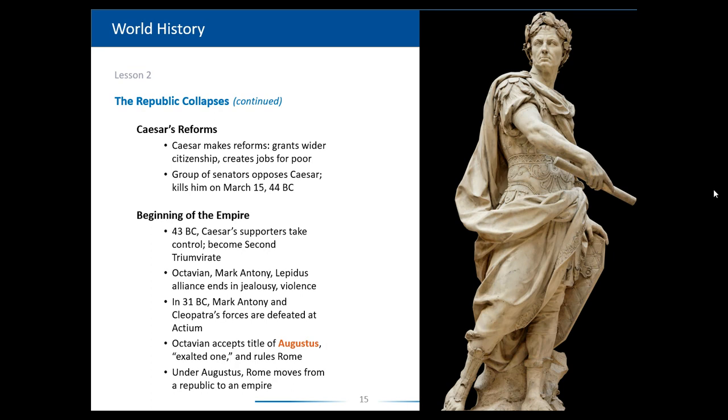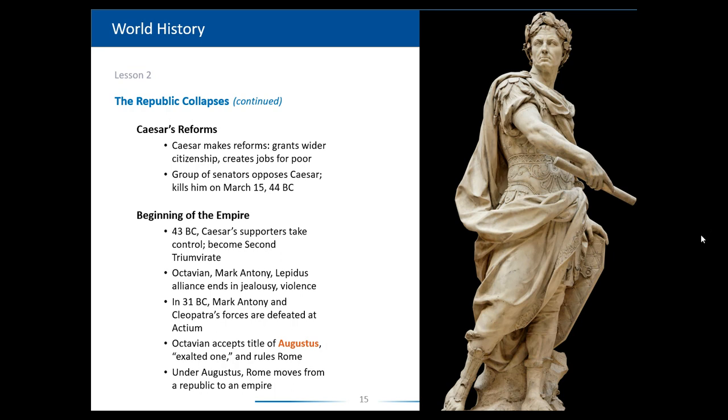So when Caesar is making reforms, granting wider citizenship and creating jobs for the poor, people don't like this. Why do you think the other group of senators don't like the fact that Caesar is making reforms that help people to become citizens and creates jobs for the poor? Something to think about. You can pause and think about this question.